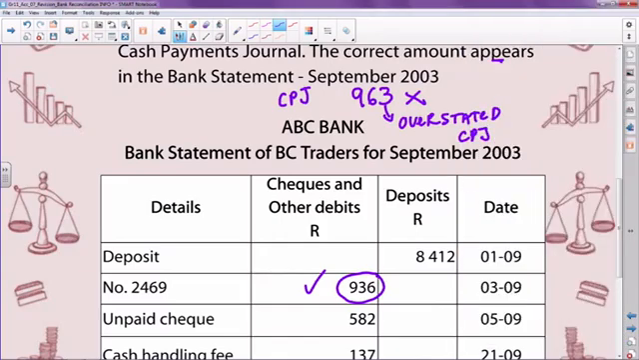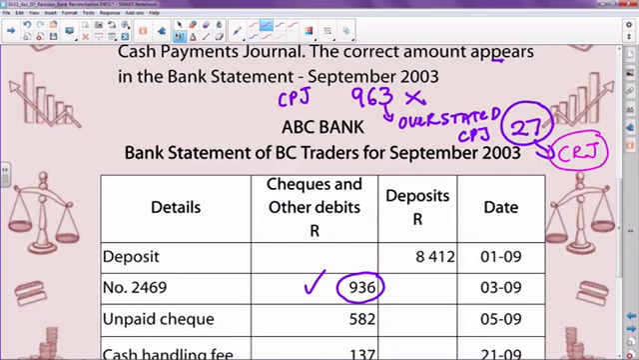So how am I going to fix that? I've overstated the check by 27 Rand, in other words, in my CPJ, I've written 27 Rand too much. If I want to remove the 27 Rand from my CPJ, I need to make an entry in the CRJ. That is how I'm going to correct my error. Okay, you guys with me? The check was overstated, I wrote too much, so I fix my error by making an entry in my CRJ where I reverse the 27 Rand that was too much.